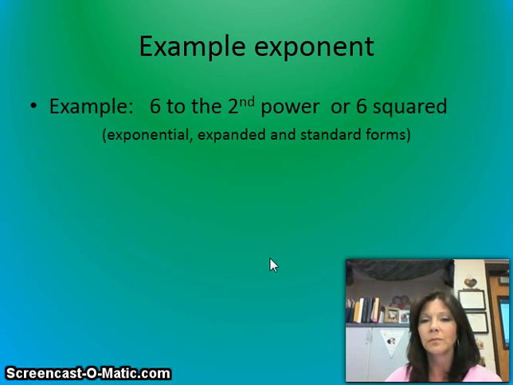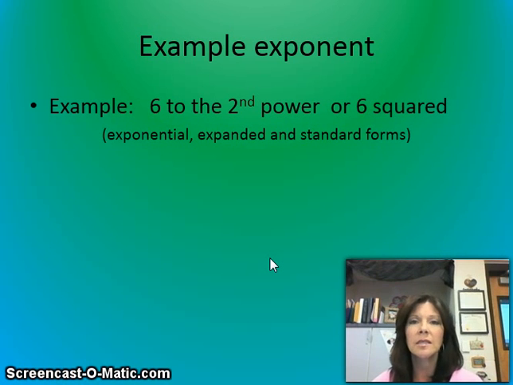Let's try one more. 6 to the 2nd power, or 6 squared, is another way to say that. Now, let me explain to you why they say 6 squared before I put you on your own. Actually, I'll tell you in a minute. Take a time, because if I show you, it'll give away the answer. So write it exponentially, expanded, and standard. Pause the video. When you're ready, start it again, and then I'll give you the answer.